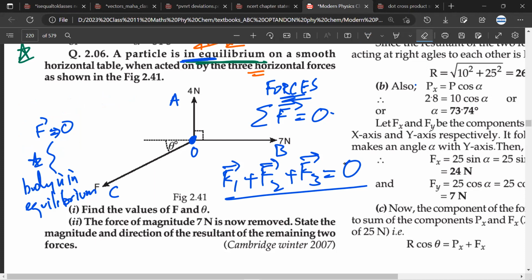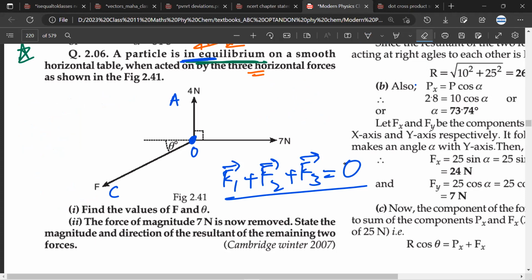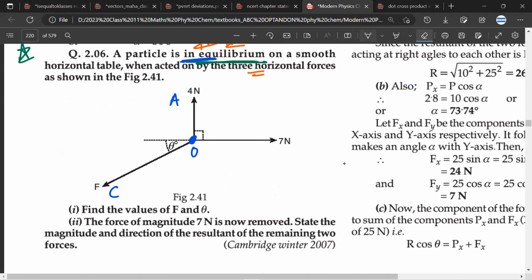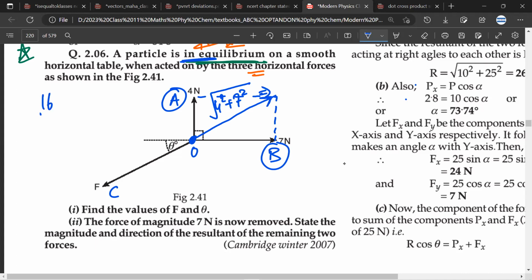So now let us read the question again: there is a particle, 3 forces are acting on it, and its resultant is 0. So with the information that we have now and the previous information about how to deal with vectors, there's an easy way of doing this question. What I do is, I take the resultant of this force and this force. Are we clear? Okay. I know Pythagoras, so I say it will be 4 squared plus 7 squared. So the resultant will be √65 Newton. Are we clear? Yes.